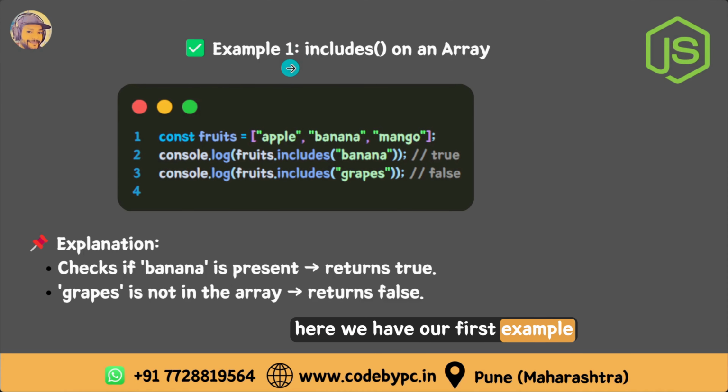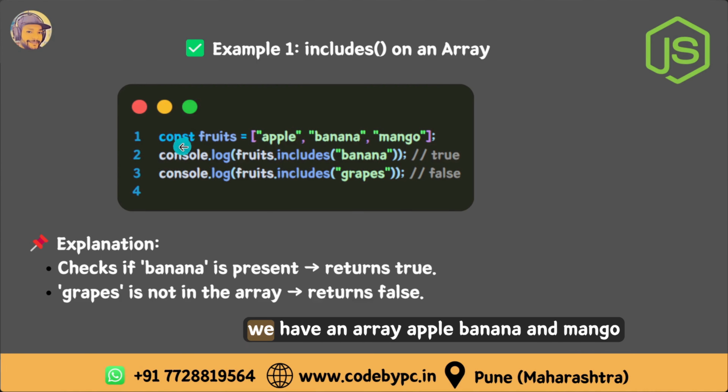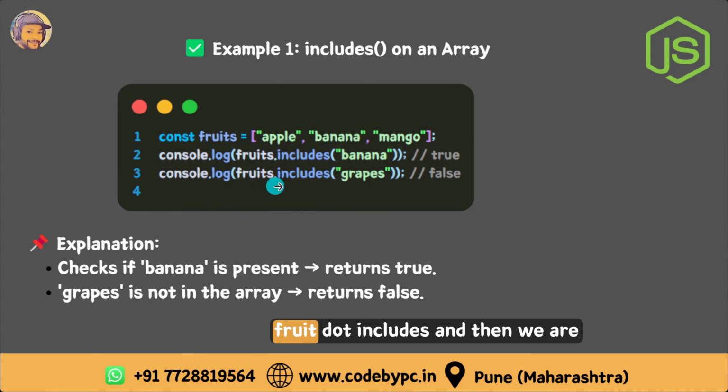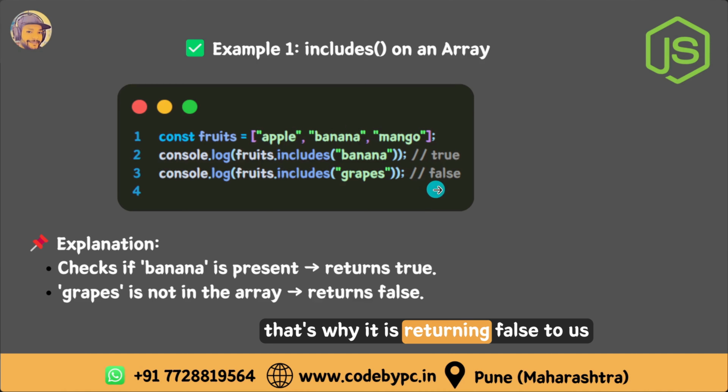So here we have our first example. In this example we will work with the includes method on an array. We have an array: apple, banana and mango. Then we apply console.log, and we pass fruits, which is the name of this array, then includes, and then banana, which means we are searching for banana in this array. We can see that banana is in this array, so it returns true. In the second console.log we pass fruits.includes and search for grapes, and you can see that grapes are not in this array, so it returns false.